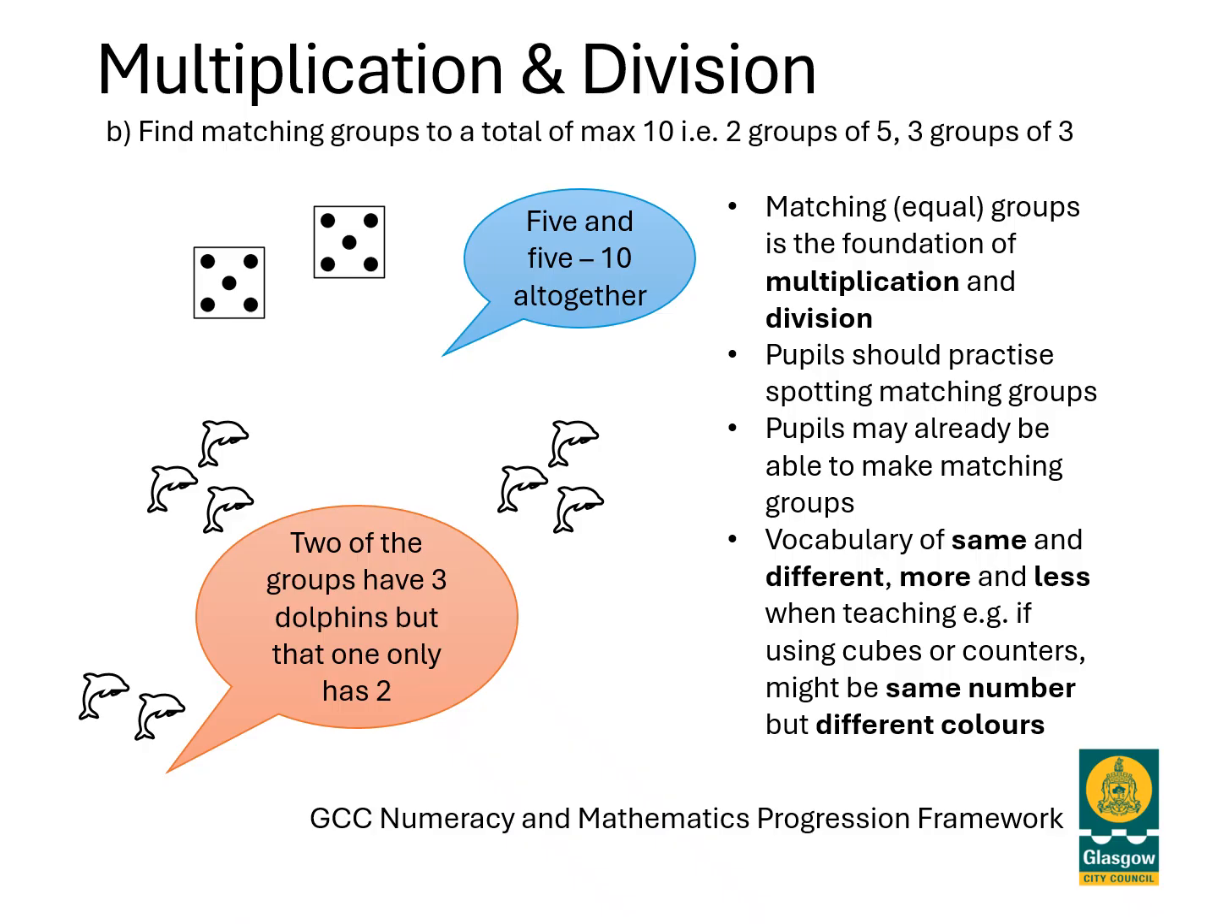We need to build the concepts and the vocabulary use, things like same and different, more and less, and give an understanding that they can talk about groups matching in terms of number of items. So we may, for example, make some groups of cubes or counters that are in different colours, and the children should be able to identify where a group matches in number, even if the colours are different.